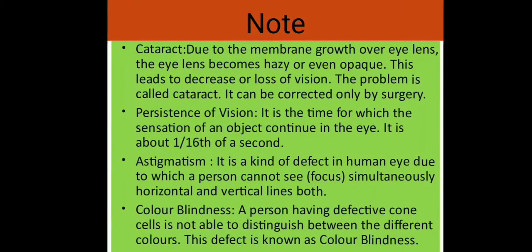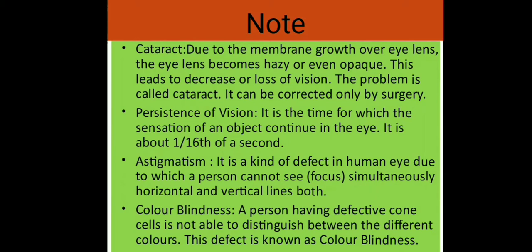Sometimes the crystalline lens of people at old age becomes milky and cloudy. This condition is called cataract. Due to the membrane growth over the eye lens, the eye lens becomes hazy or even opaque. This leads to decrease or loss of vision. The problem is called cataract and it can be corrected only by surgery.